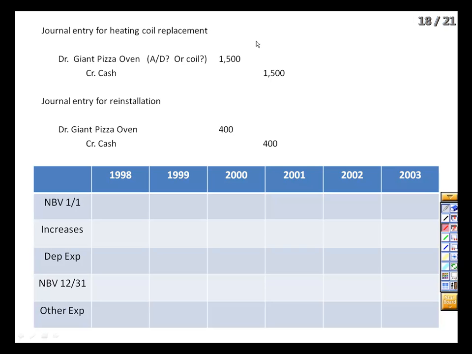Back in 1998, we bought the asset for $5,000. The $50 that we spent on maintenance goes straight to the income statement as an expense, and our depreciation expense will be based upon our asset cost and its useful life. So we've got a 4-year useful life and a $5,000 cost. Our depreciation expense will be $5,000 divided by 4, or $1,250 of depreciation, leaving us with a net book value of $3,750, and that's what we will say on the balance sheet. That $3,750 carries forward to 1999.